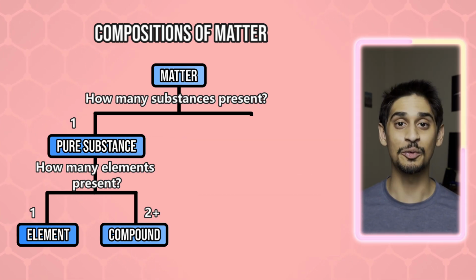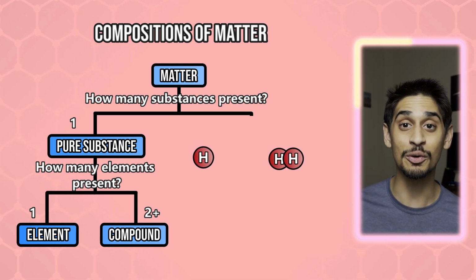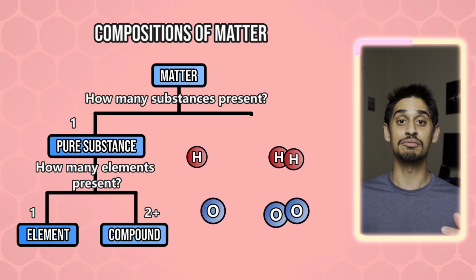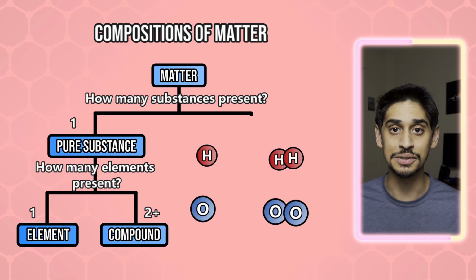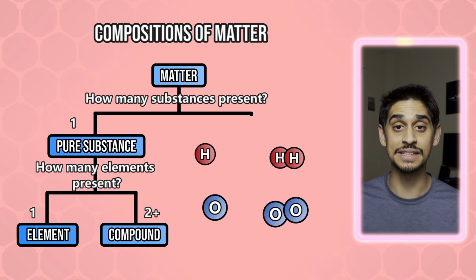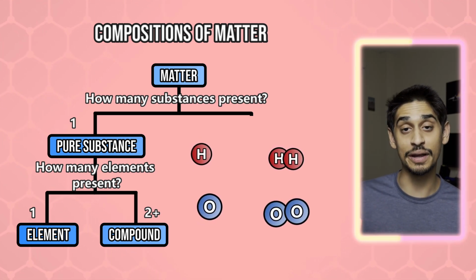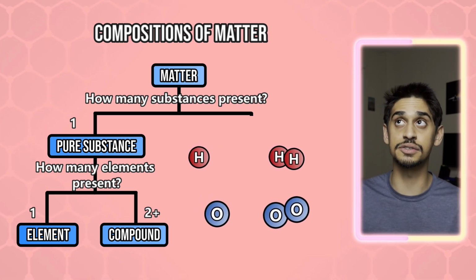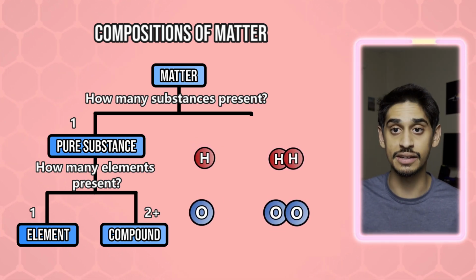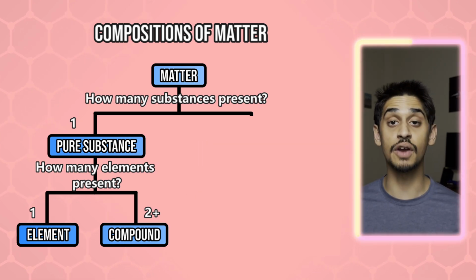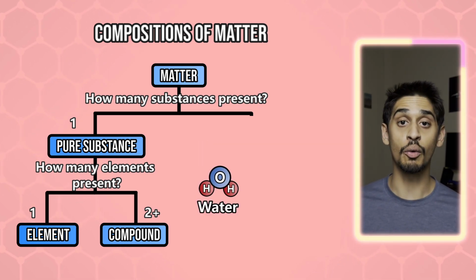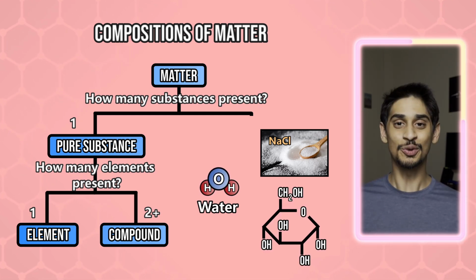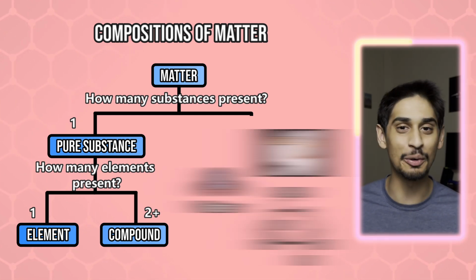Examples of elements would be H, H2, and also O and O2. Even though H2 and O2 both have multiple atoms making them molecules, they cannot be broken down into simpler substances, therefore making them elements and not compounds. You can't break down hydrogen into something simpler than hydrogen, and same goes for oxygen. Some examples of compounds would be H2O or NaCl or C6H12O6. Really just any molecule where there's multiple elements present.